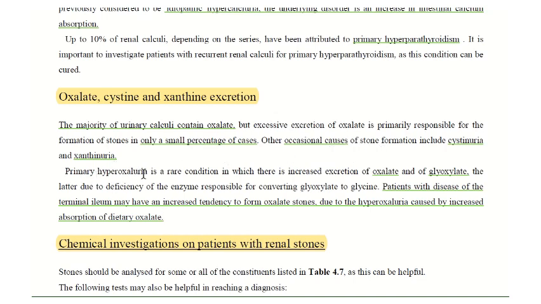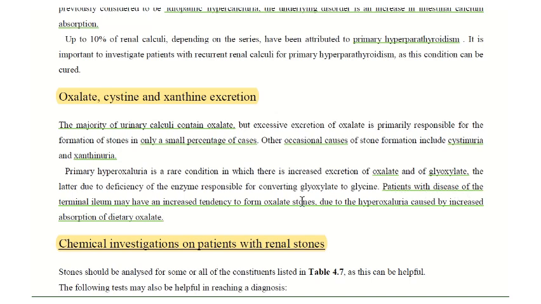Primary hyperoxaluria is a rare condition in which there is increased excretion of oxalate and glyoxylate. The latter is due to deficiency of the enzyme responsible for converting glyoxylate to glycine. إذن هذا الأخير بسبب deficiency نقص في الإنزيم المسؤول responsible for converting تحويل الglyoxylate to glycine.